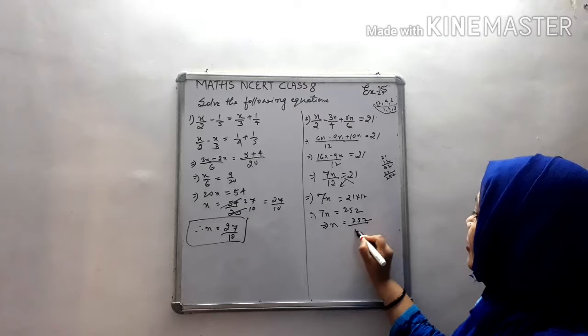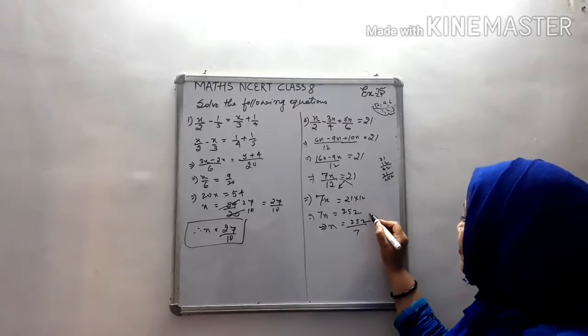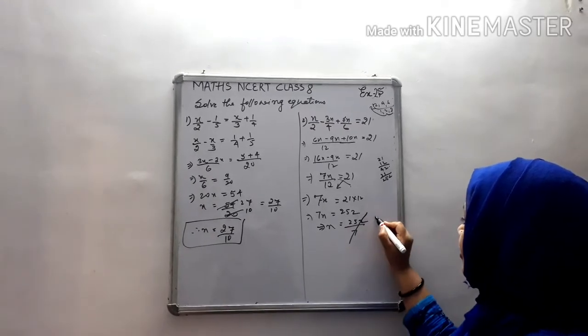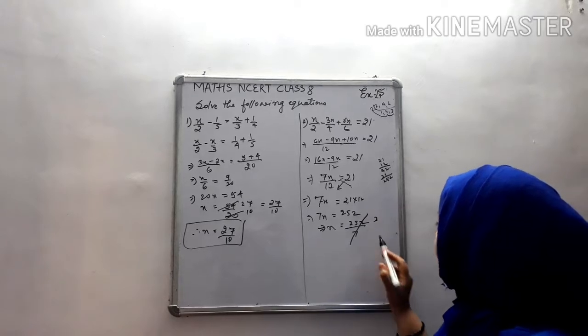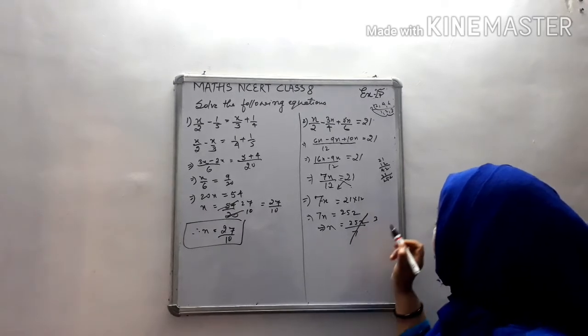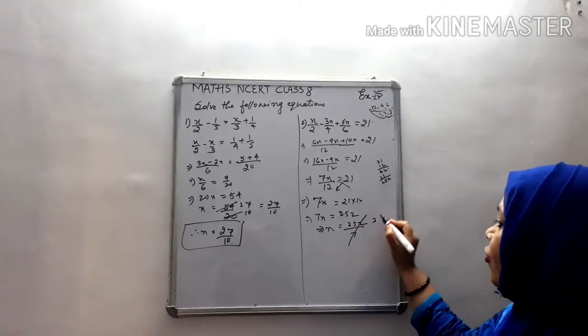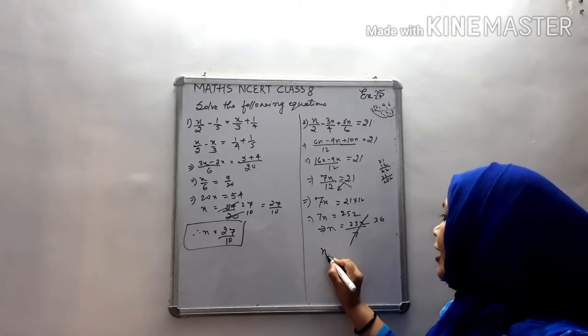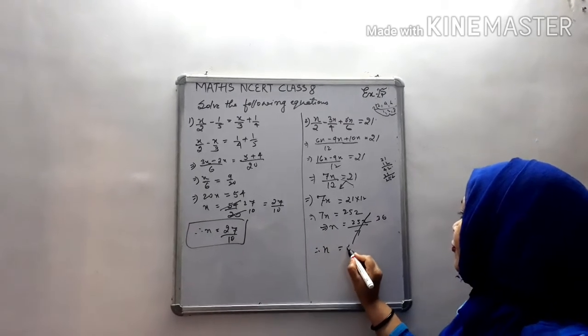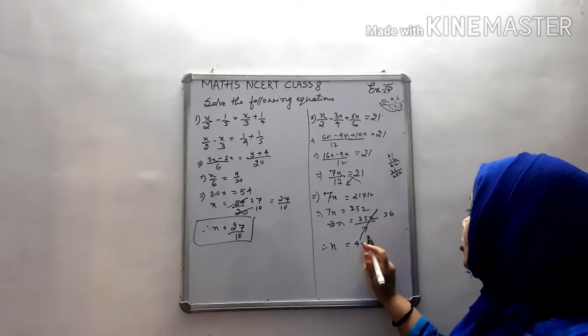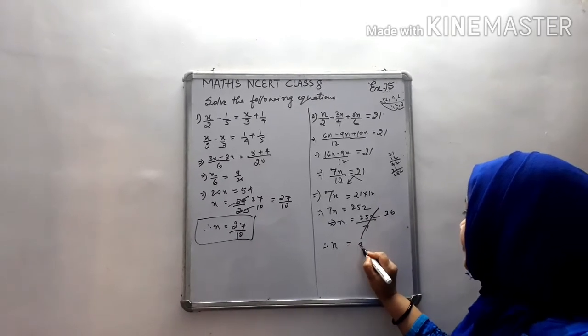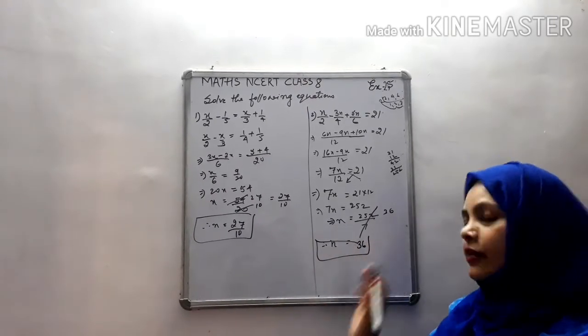252 by 7. Then here 7 3s are 21. 7 3s are 21. Then what is left? 4. 7 3s are 21 and 7 6s are 42. Therefore, n is equal to 36. This is the answer of your question number second.